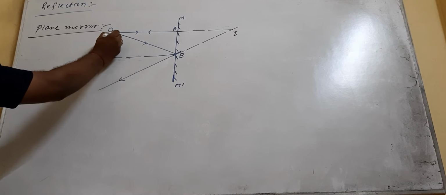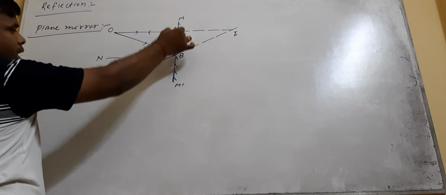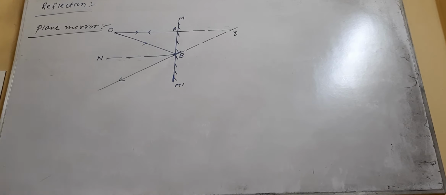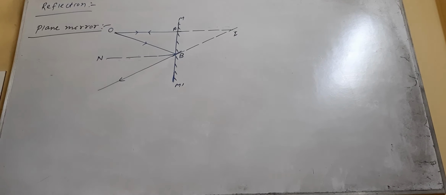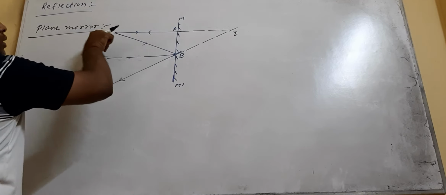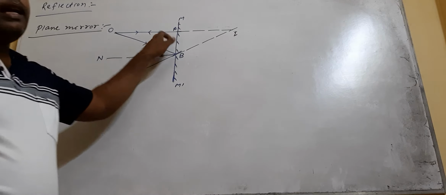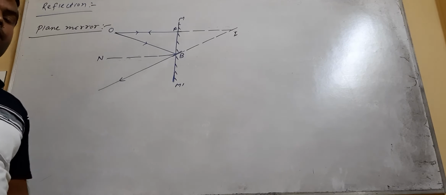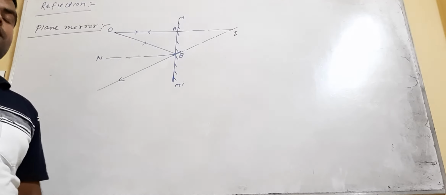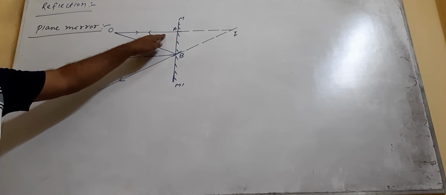You take a point object O. This A dash is the plane mirror. Now OA is the incident ray. It is OA that is incident normally on the plane mirror. As it is incident normally, the angle of incidence is 0. And you know from the laws of reflection, the angle of incidence is equal to the angle of reflection. So the angle of reflection must be 0.